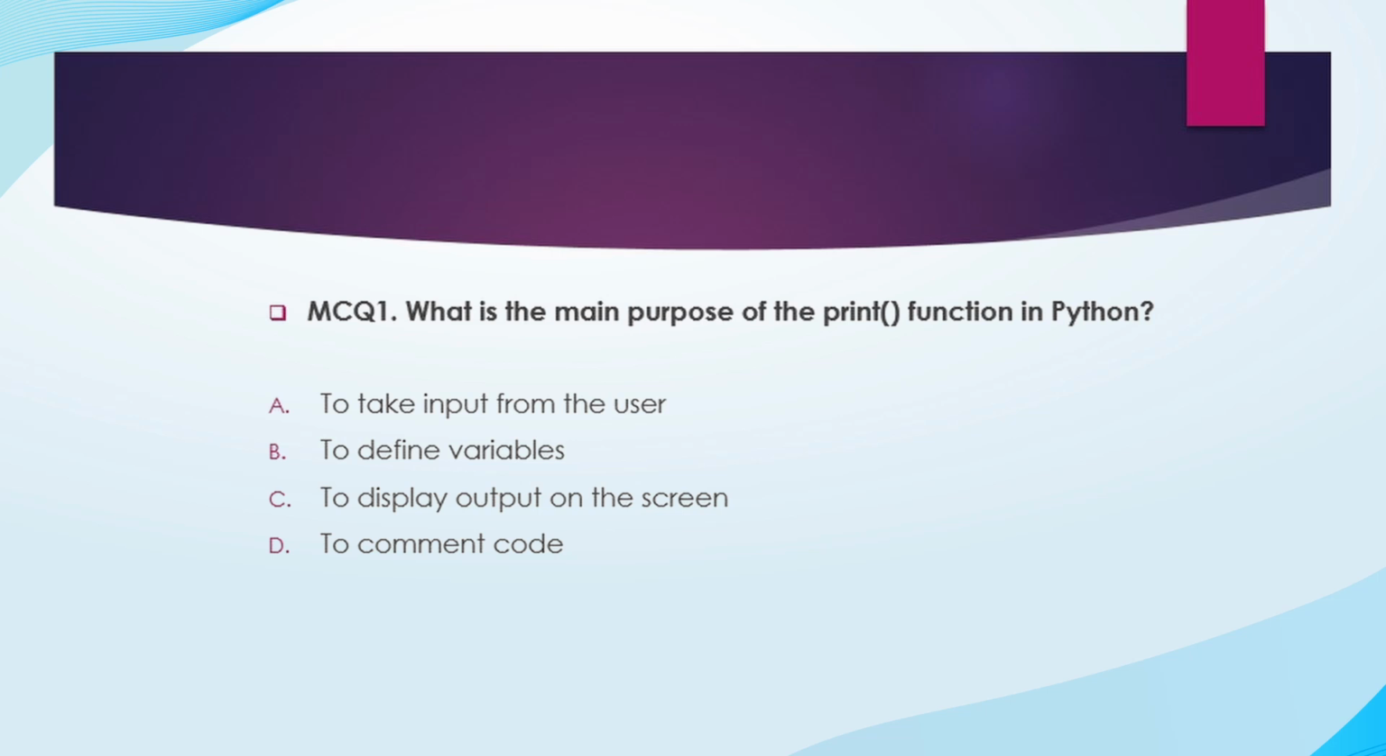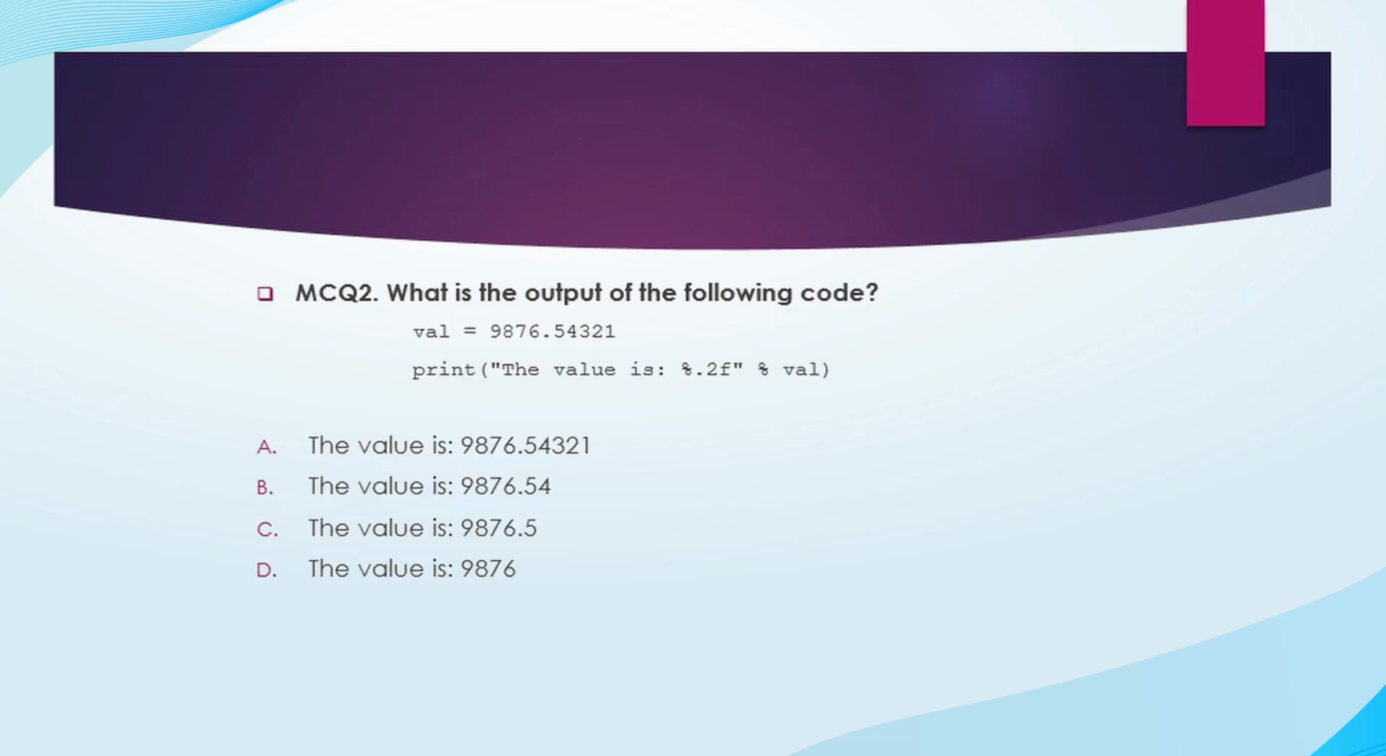This will help you review and reinforce what we have covered in this tutorial. Here is the first question. What is the main purpose of the print function in Python? Take a moment to think about your answer. The correct answer is option C, to display output on the screen. Here is the next question. What is the output of the code displayed on the screen? Take a moment to think about your answer. The correct answer is option B.